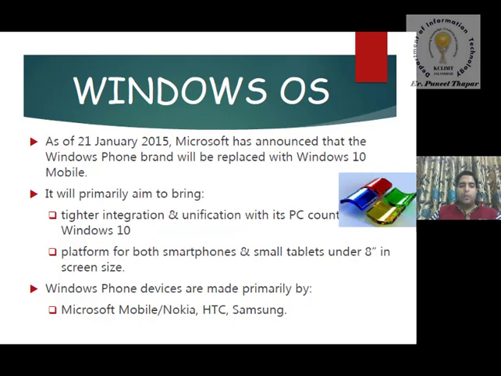So they sell the new version as Windows 10 mobile phone. It primarily aims to bring tighter integration and unification with PC Windows 10, meaning the PC platform is similar to the mobile platform, covering tablets and screens under 8 inches. Windows mobile devices were made primarily by Microsoft Mobile, Nokia, HTC, and Samsung. But nowadays it is not very popular, so it is not very useful.